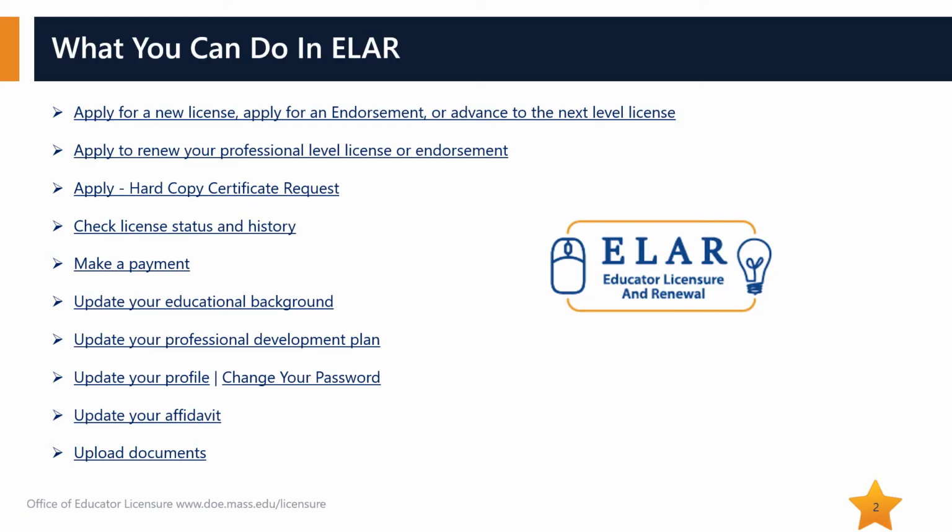The Educator Licensure and Renewal Portal is our comprehensive online licensure application system. It enables licensure applicants to create and access their personal profile, as well as apply and pay for licenses and endorsements online, renew licenses and endorsements online, check in real time the status of all applications, review correspondence from a licensure evaluator, upload documents right into ELAR, and print a hard copy of licenses.